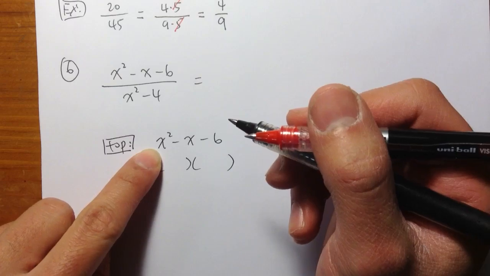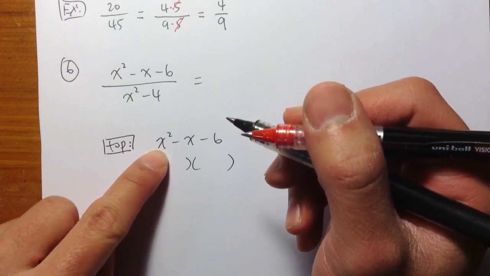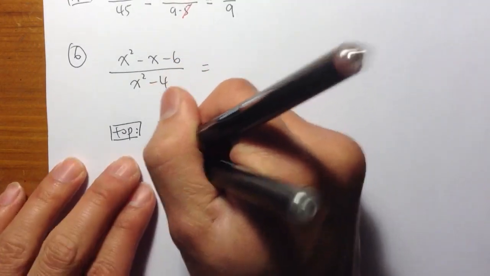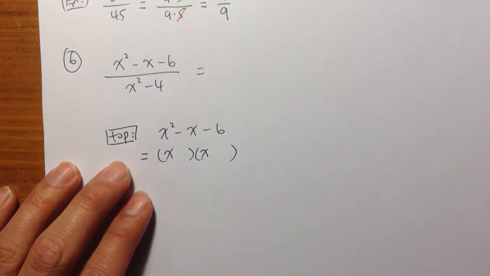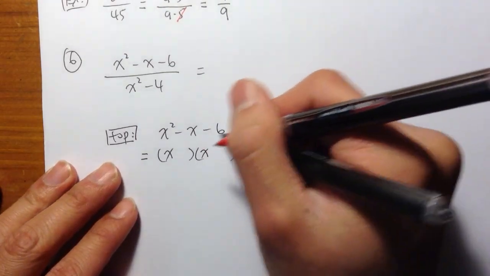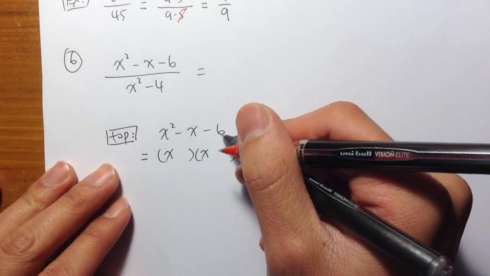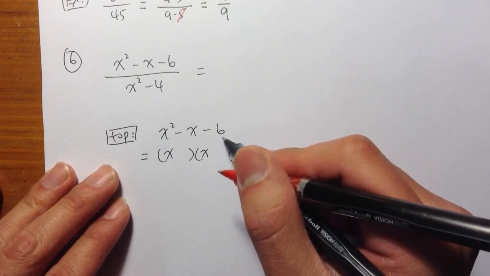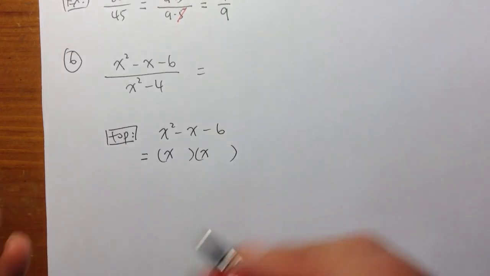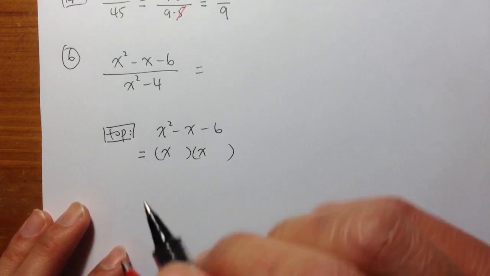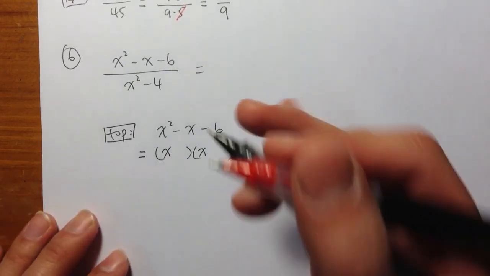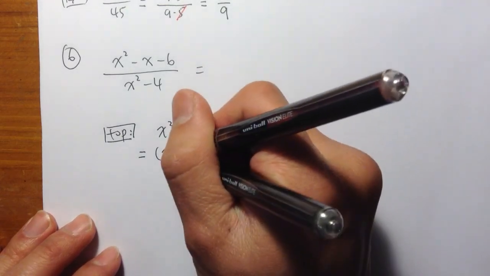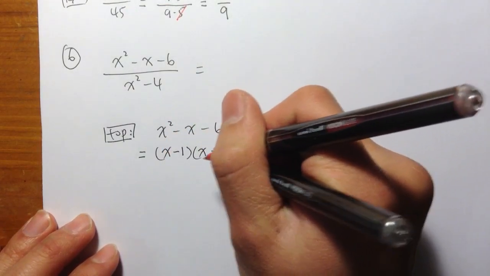And ask yourself, what times what will be x squared? x times x gives you x squared, right? So I can put x right here and x right here. And I'm going to use the last number, which is negative 6. And then again, I will ask myself, what times what will be negative 6? There are choices. And let me do this one first. Negative 1 times 6 gives you negative 6, right? So let me put down negative 1 right here and positive 6 right here.